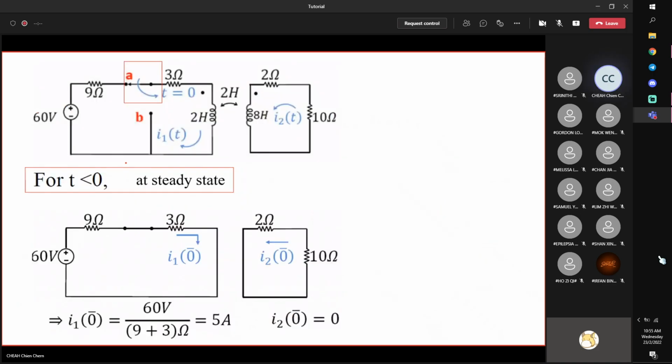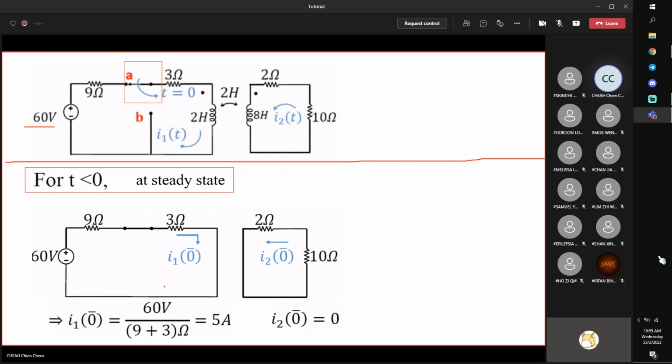Let us consider the case before switching. Given this circuit, and it's DC, at steady state before switching, inductors will behave like short circuits. So remember that energy storage elements at steady state are as if they are not there because of their property: v equals L di/dt, and i is constant, so di/dt equals 0. So look at this circuit, it's just resistors, which means that you can solve it easily by using Ohm's law.